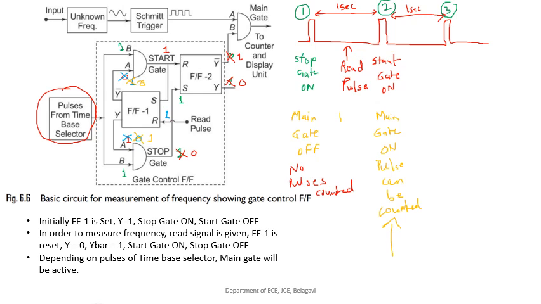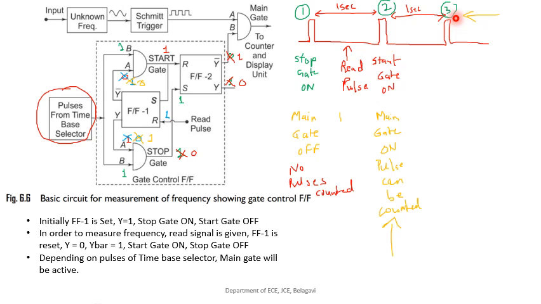It has to wait till the third instance. Okay, I'll just take the pointer. My counting can start from the second pulse here. Till the third pulse arrives, it can count the number of pulses from the Schmitt trigger, during the duration of second and third.